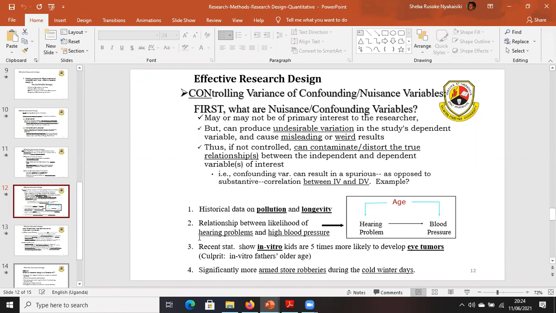The response you get will affect your results. Maybe this person is not happy. The person has been transferred from Kampala all the way to Karamoja, and they are not happy that this transfer has happened. What will be the result? They'll give you a response based on their feeling at the time. Okay? So this person will contaminate or distort the true relationship between the independent and dependent variables.